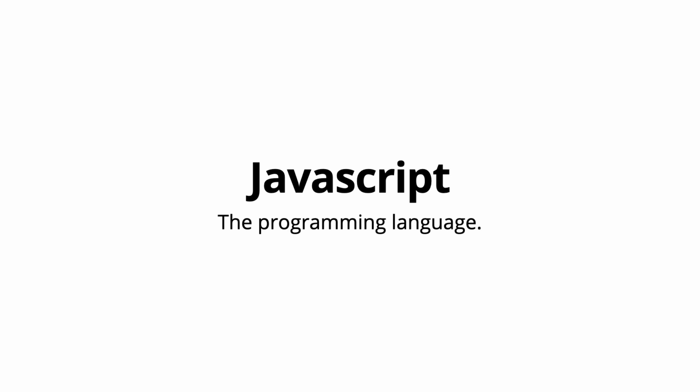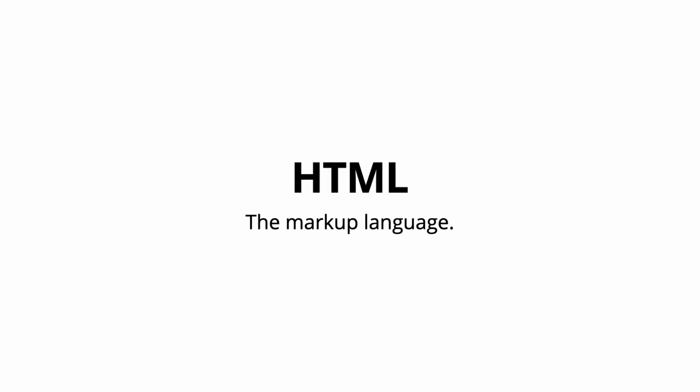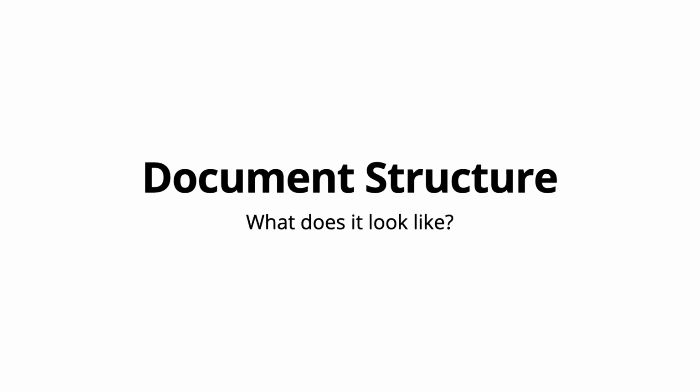JavaScript is a programming language that you can use to build interactive web pages. And now that you know what each one of the three languages is for, we can continue focusing on the HTML language. So, let's begin by looking at what the language looks like.